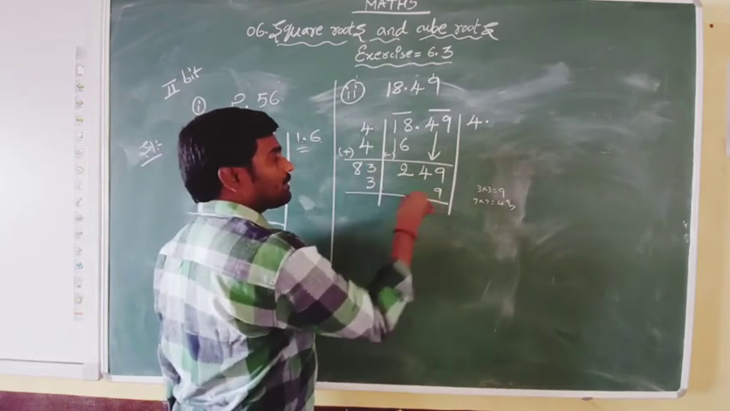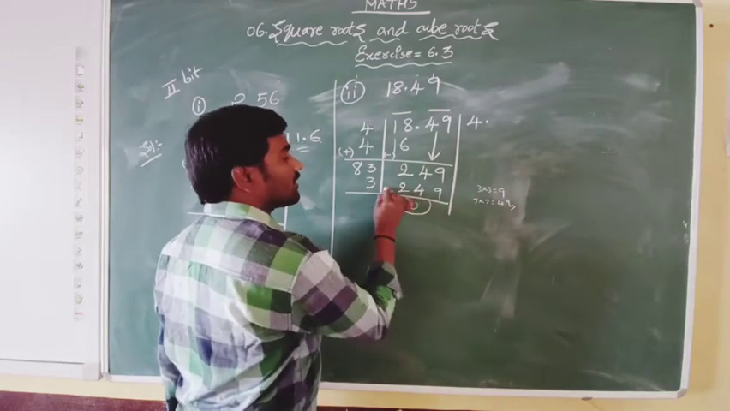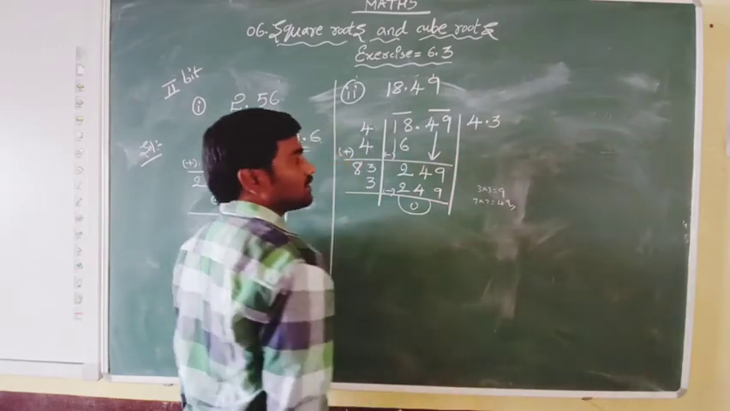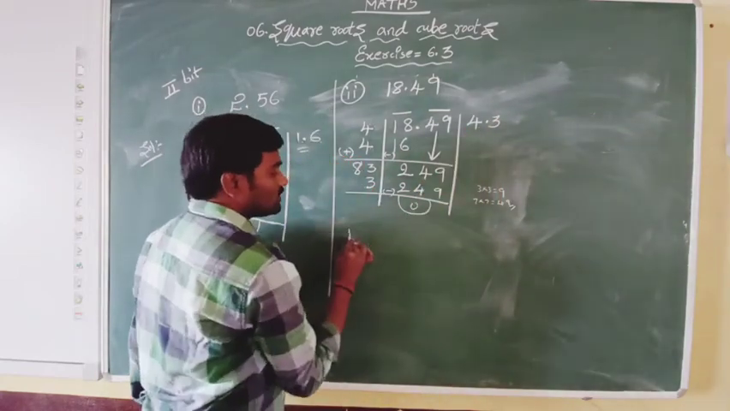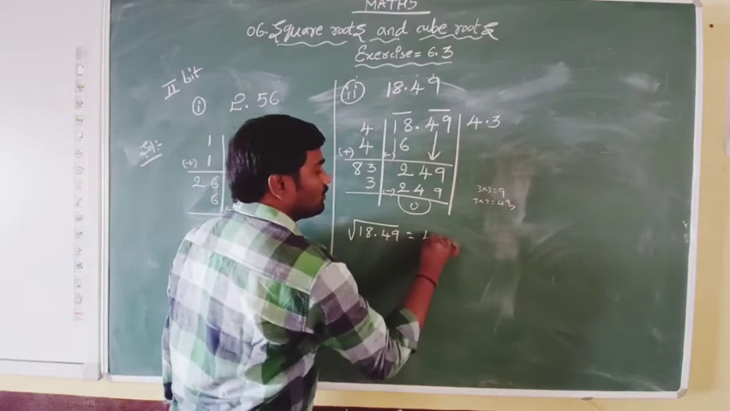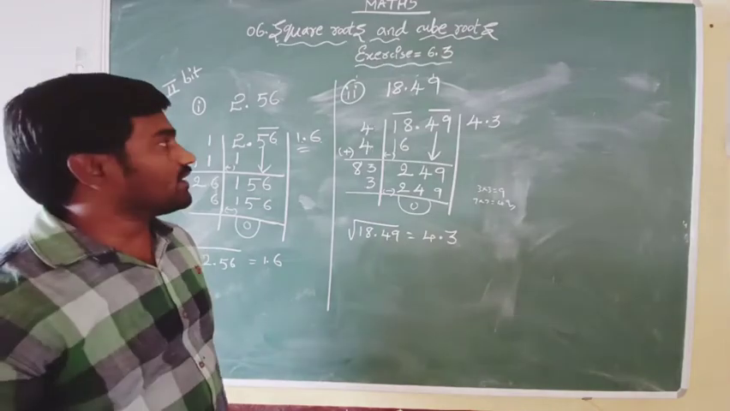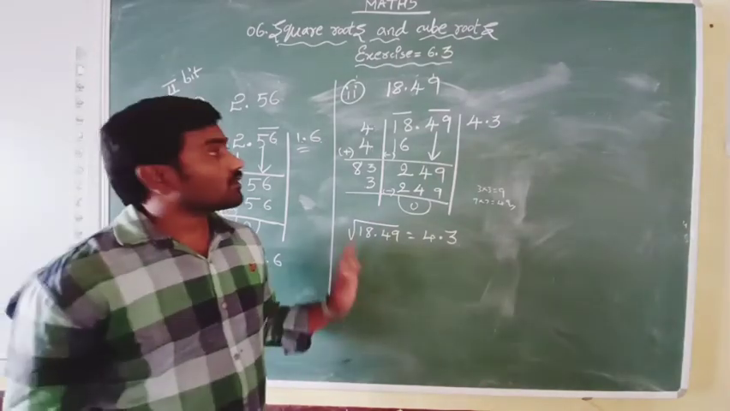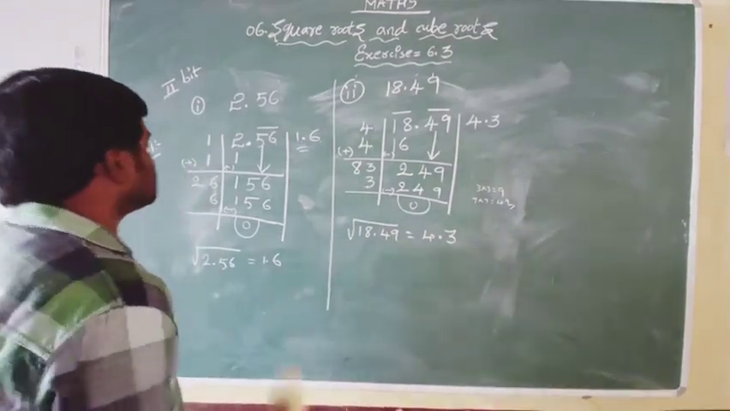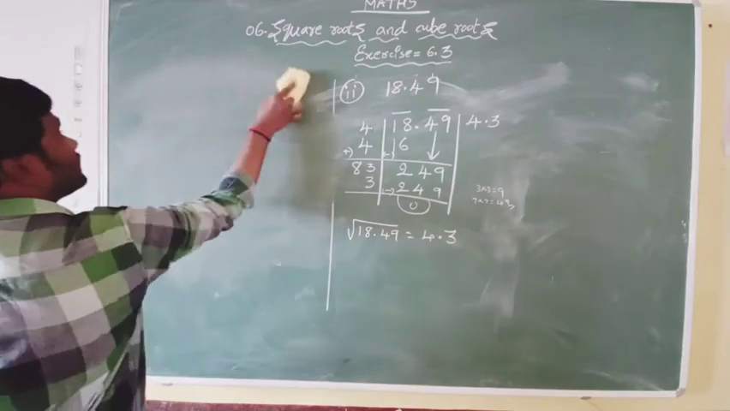3 threes are 9, 3 eights are 24. Simple, I got it. Then when you subtract you get 0 here. So then I got 3 here. This 3 I have written there. Hence the square root of 18.49 is equal to 4.3. So I hope you all understood how to do the square root of decimal numbers. In the same way we have to do it.